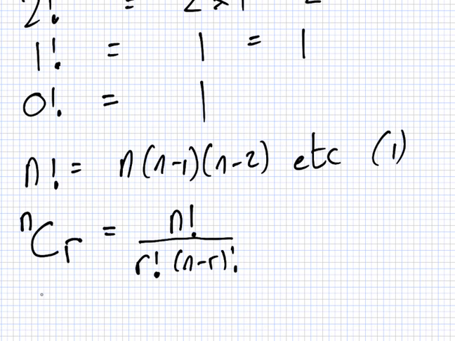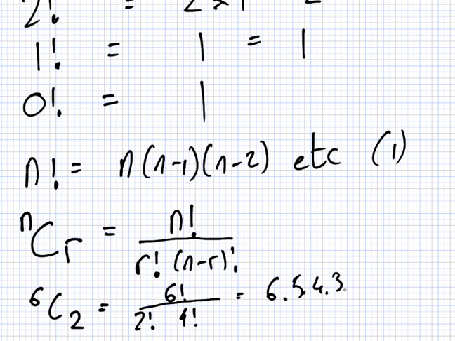nCr is n factorial over r factorial times n minus r factorial. So for example, 6C2, that is 6 factorial over 2 factorial, and then 6 minus 2, 4 factorial. So that is 6, 5, 4, 3, 2, 1 over 2, 1, 4, 3, 2, 1.